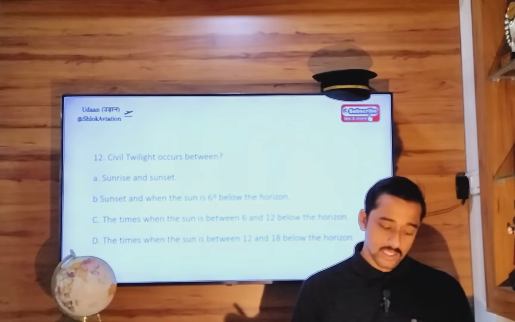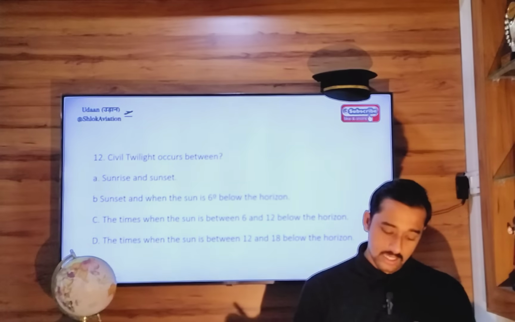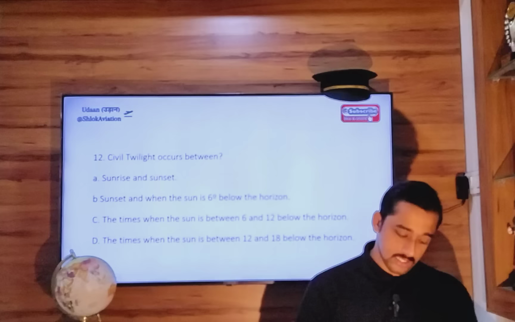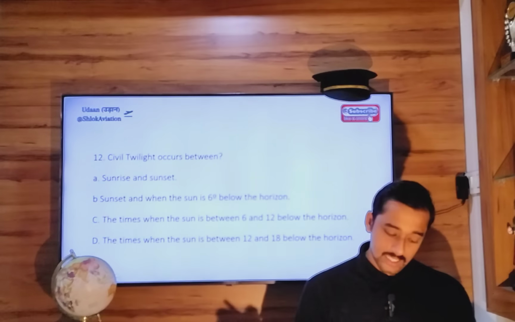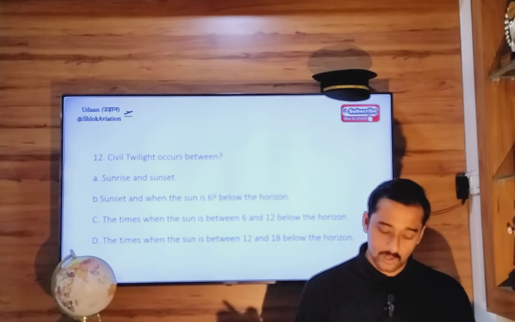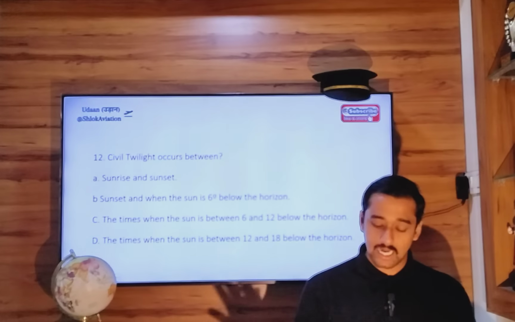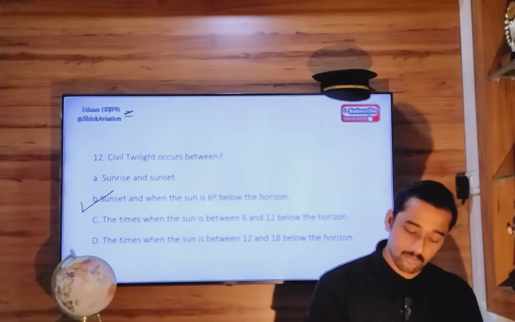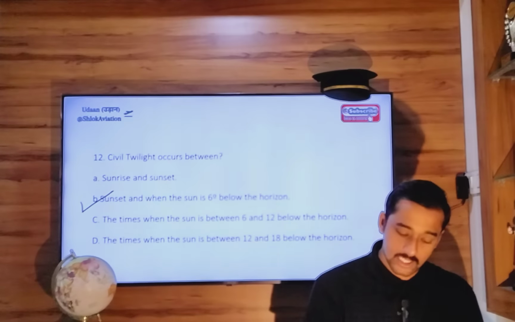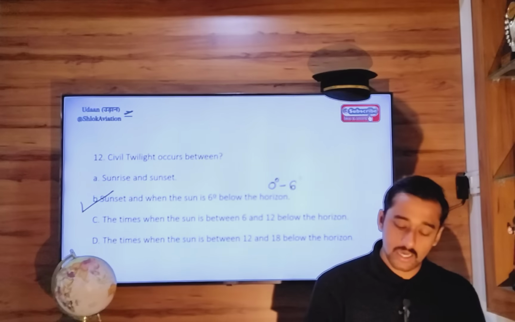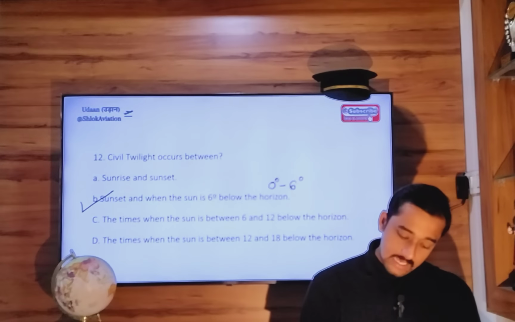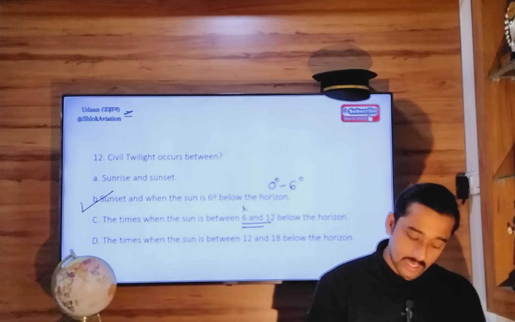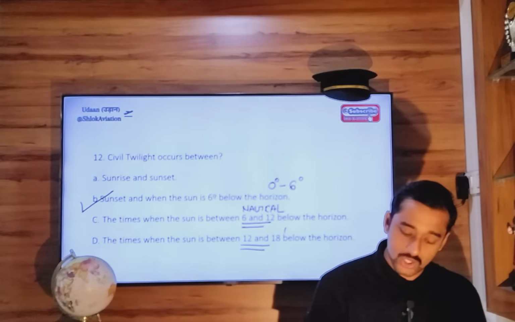Next, civil twilight occurs between what? So civil twilight will happen at sunrise and sunset, when the sun is between 0 and 6 degrees below the horizon, not 6 to 12 or 12 to 18. So civil twilight happens when the center of the sun is between 0 degree to 6 degree below the horizon. 6 degree and 12 degree is your nautical twilight. 12 degree and 18 degree is your astronomical twilight.